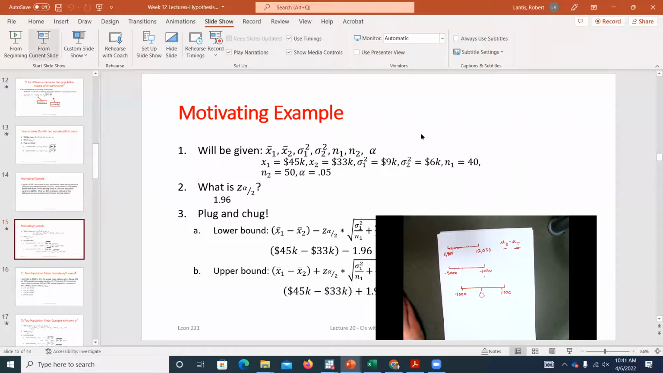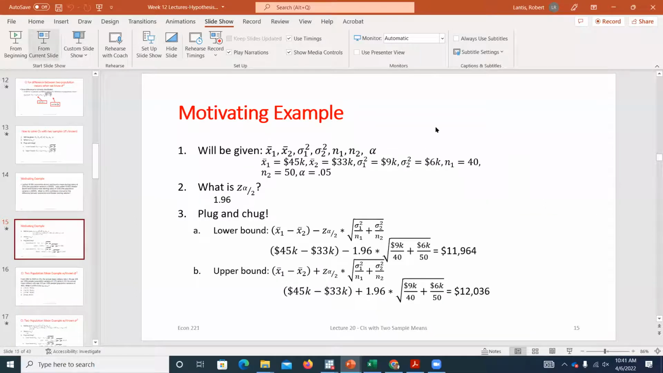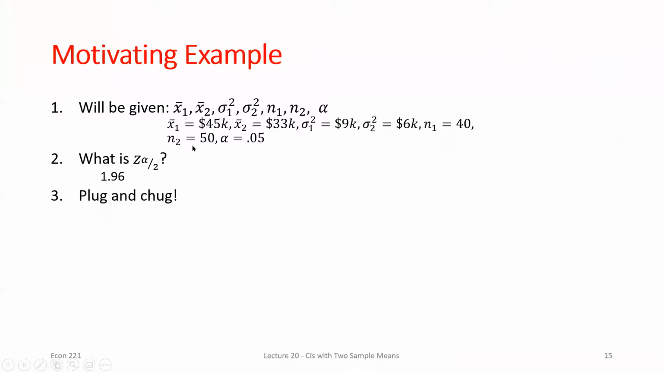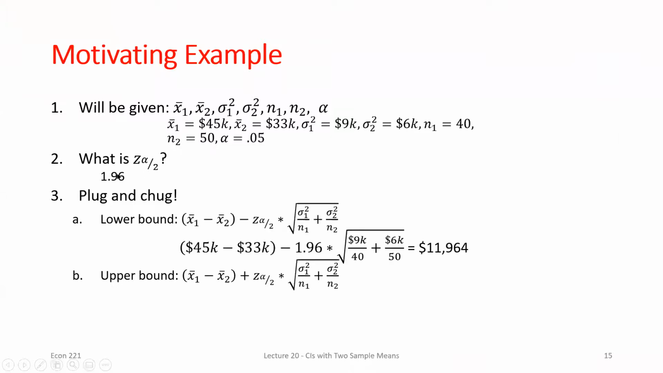So I think I have this all worked out. We identified the piece of information we were given. We looked up that z value. Then it was just a matter of plugging everything in, getting it entered into our calculator to come up with our lower and upper bound. And then once we had that, we can start to see, can we make some interesting statements about the true difference between these two groups?